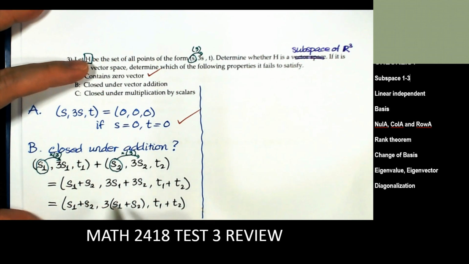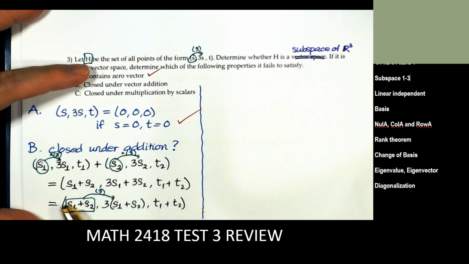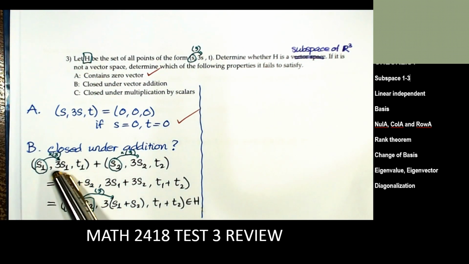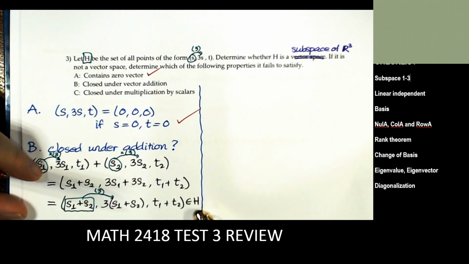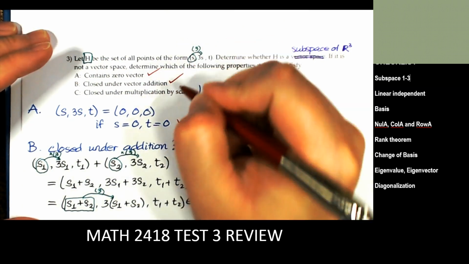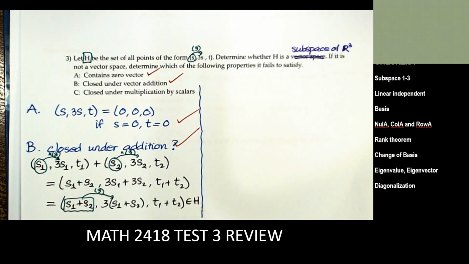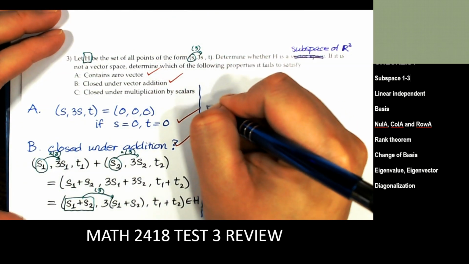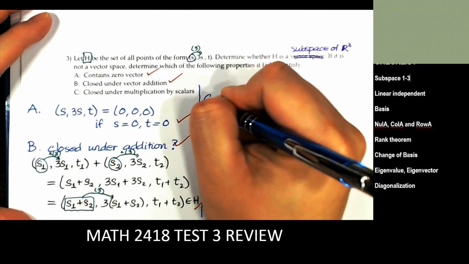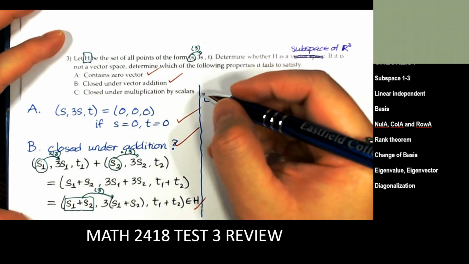Now we see that in the result vector, the first component multiplied by 3 gives us the second component. Because of that, the result belongs to the set H. Which means if 2 vectors are in H, when we add them, we also have a vector in H. So yes, that one is closed under vector addition. So put a check mark here too. And then C, closed under scalar multiplication.